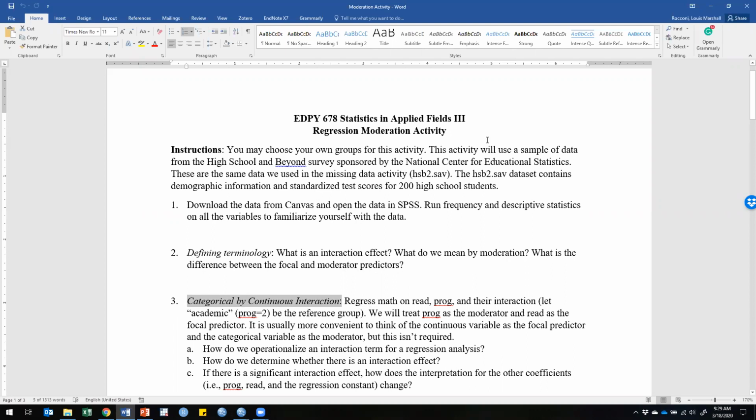For this activity, we're going to use a sample of data from the High School and Beyond survey. This is a survey that's sponsored by the National Center for Educational Statistics. These are the same data that we used in the missing data activity, the hsb2.sav file. And you can see that it contains both demographic information and standardized test scores for 200 high school students.